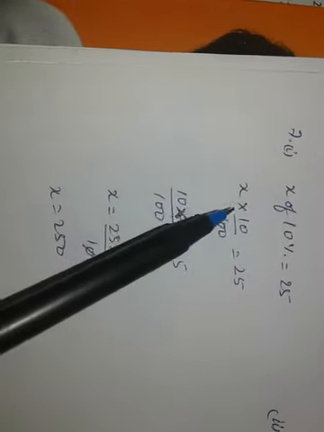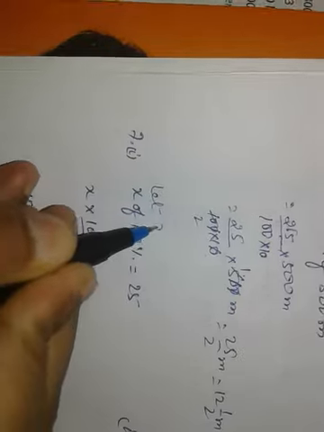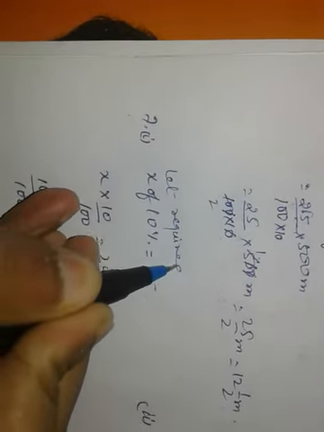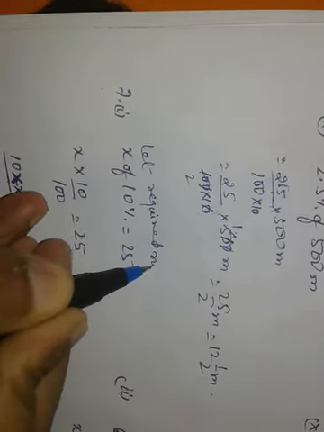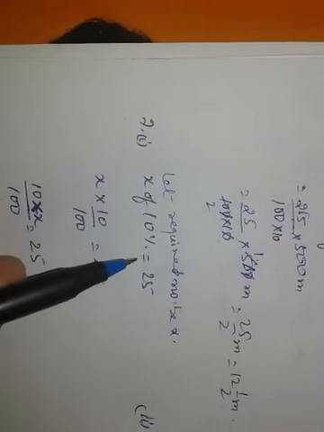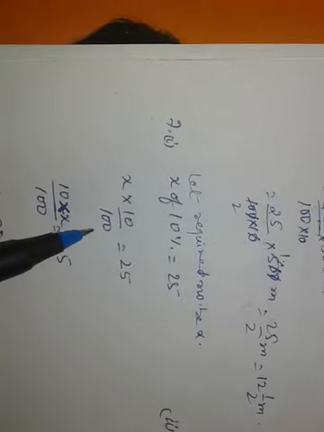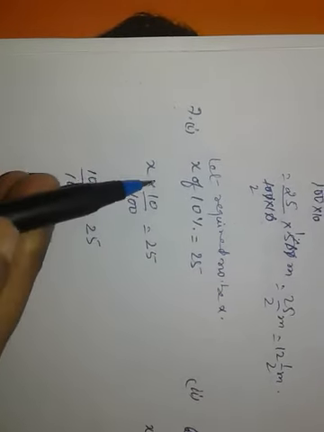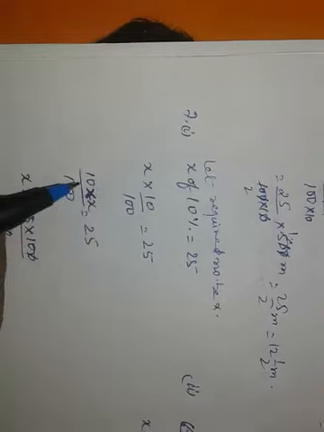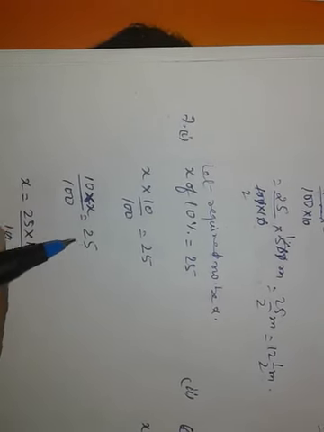So I assume that number here. That's right. Let the required number be x. So x of 10% is 25. x into 10 by 100 equals 25. First of all, we multiply numerator with numerator, that is 10 into x by 100 equals 25.